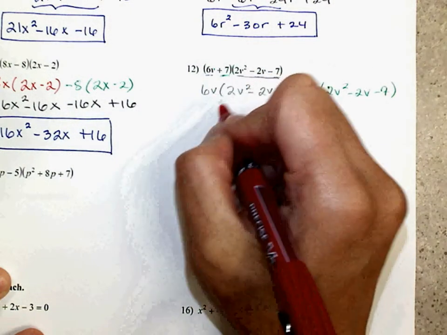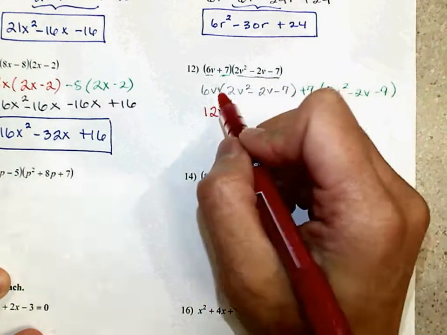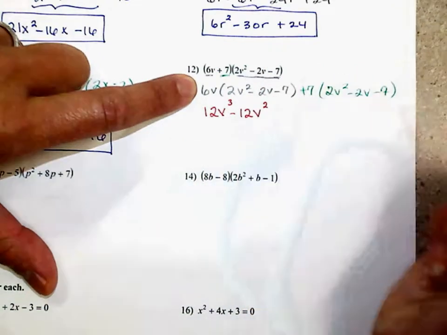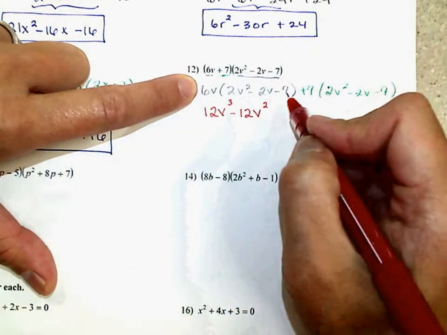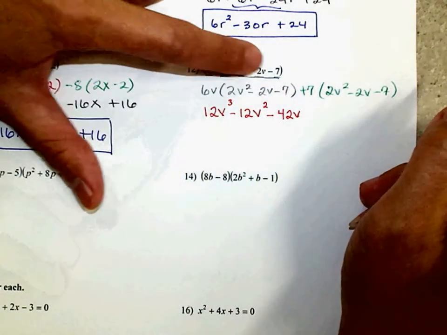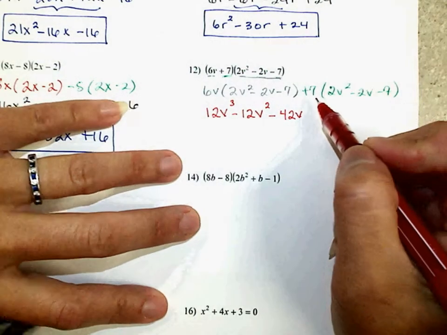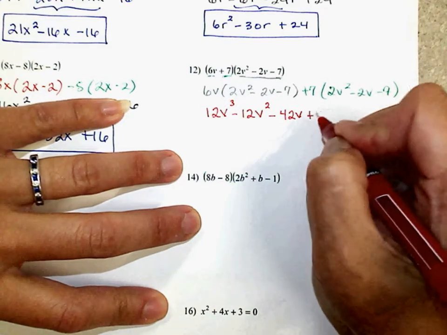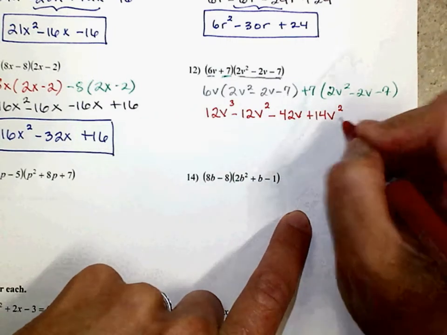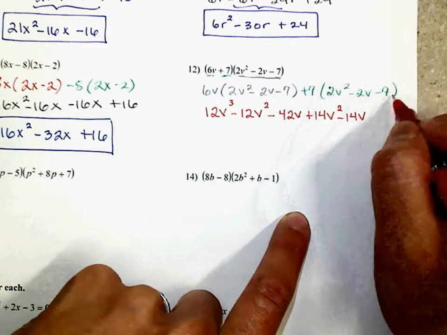6v times 2v squared is 12v to the third. 6v times negative 2v is minus 12v squared. 6v times negative 7 is negative 42v. Take your next one. Okay? So 7 times 2v squared is positive 14v squared. 7 times negative 2v is negative 14v. 7 times negative 7 is negative 49.